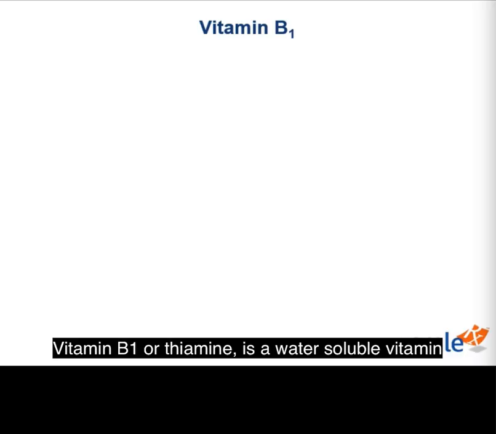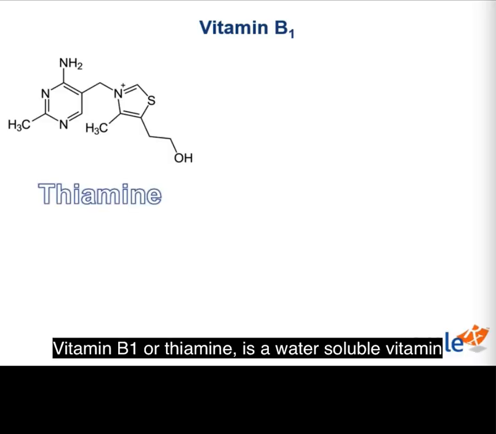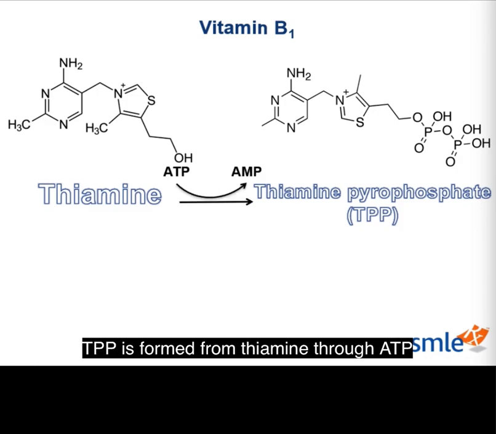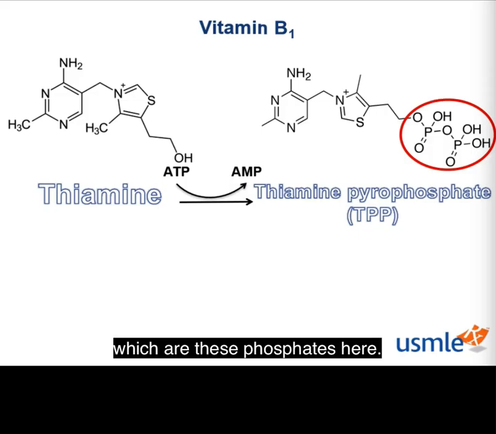Vitamin B1, or thiamine, is a water-soluble vitamin that's found in grains, meats, and legumes. B1 functions as a cofactor for several enzymes in the form of thiamine pyrophosphate, or TPP. TPP is formed from thiamine through ATP donating 2 of its phosphates, which are these phosphates here.